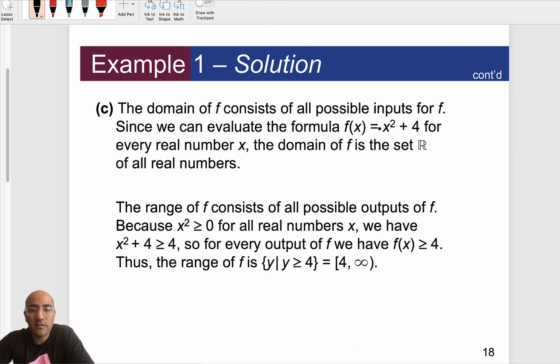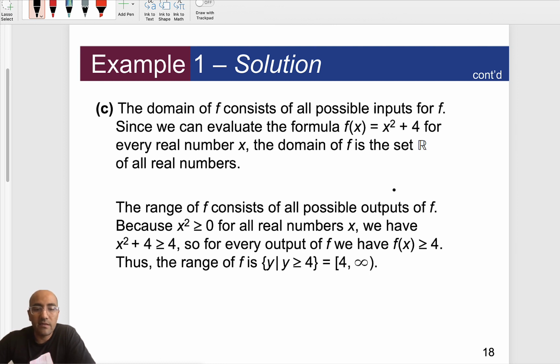And so if the smallest this could ever be is 0 and you add 4, then combine this side over here, the smallest it could ever be is 4, going up to infinity. And so that turns out to be the range. Good. So the range for this one is from 4 to positive infinity.